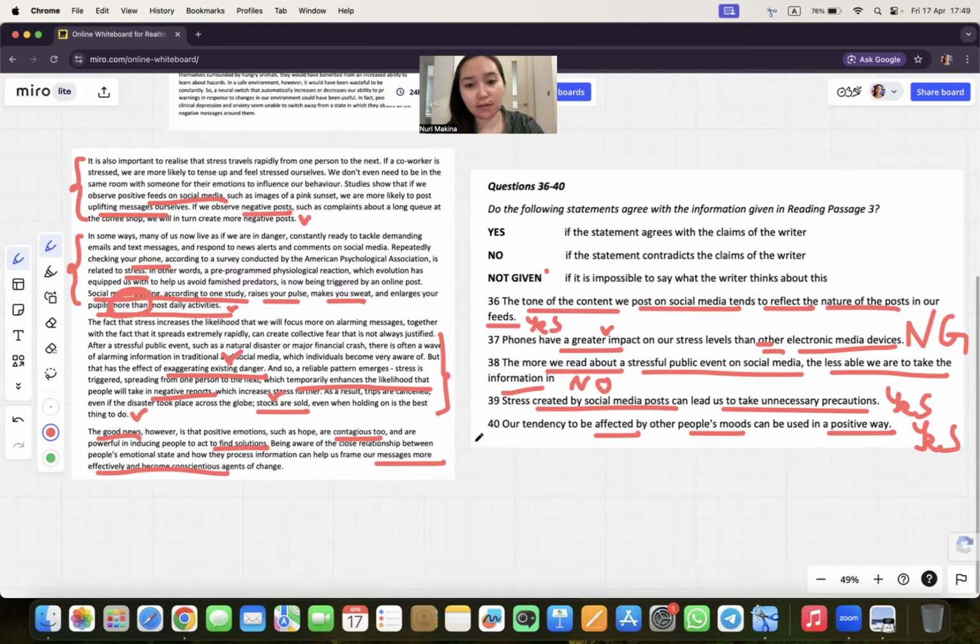The difference between true, false, not given, and yes, no, not given: you have the opinions of the writer here, as you can see. While true, false, not given are about facts which are given in the passage, not about the opinion of the writer.